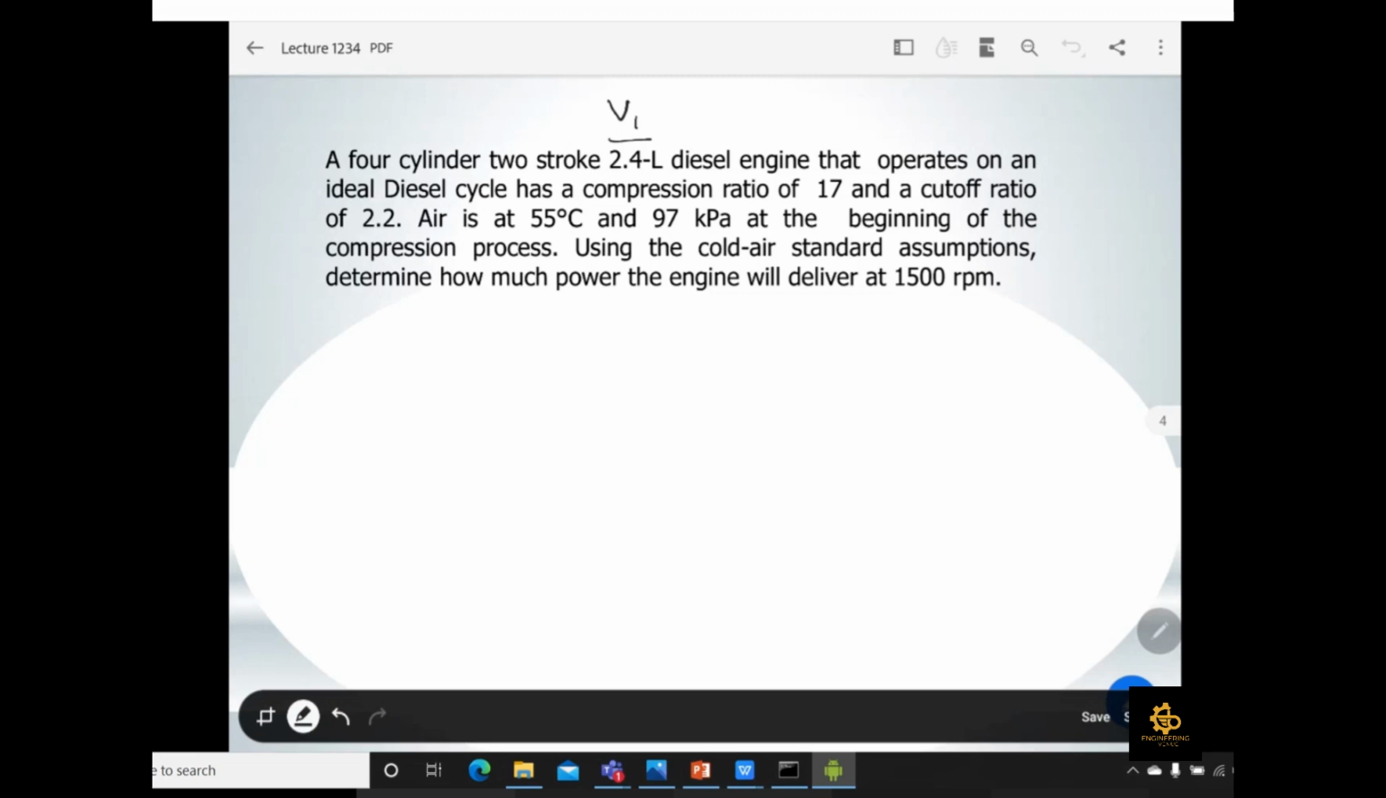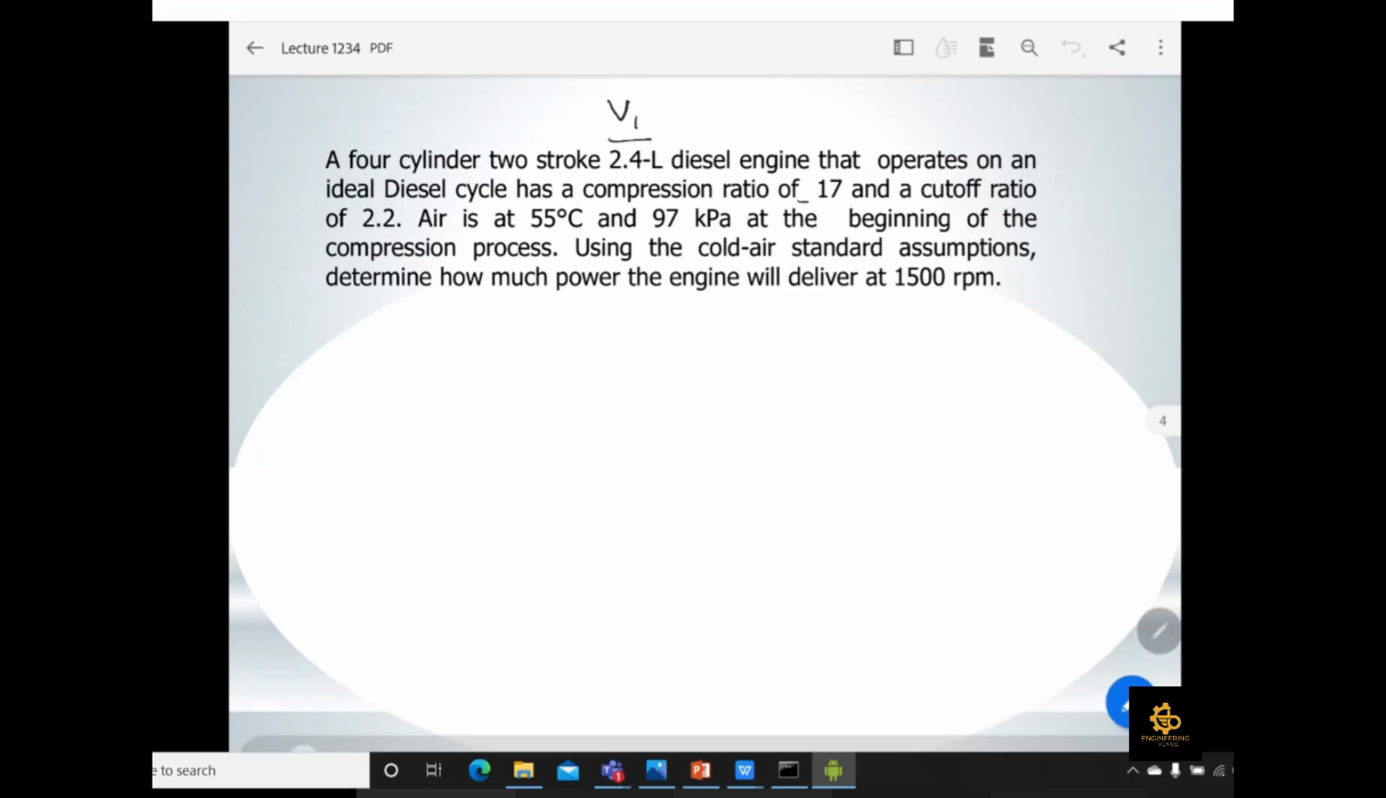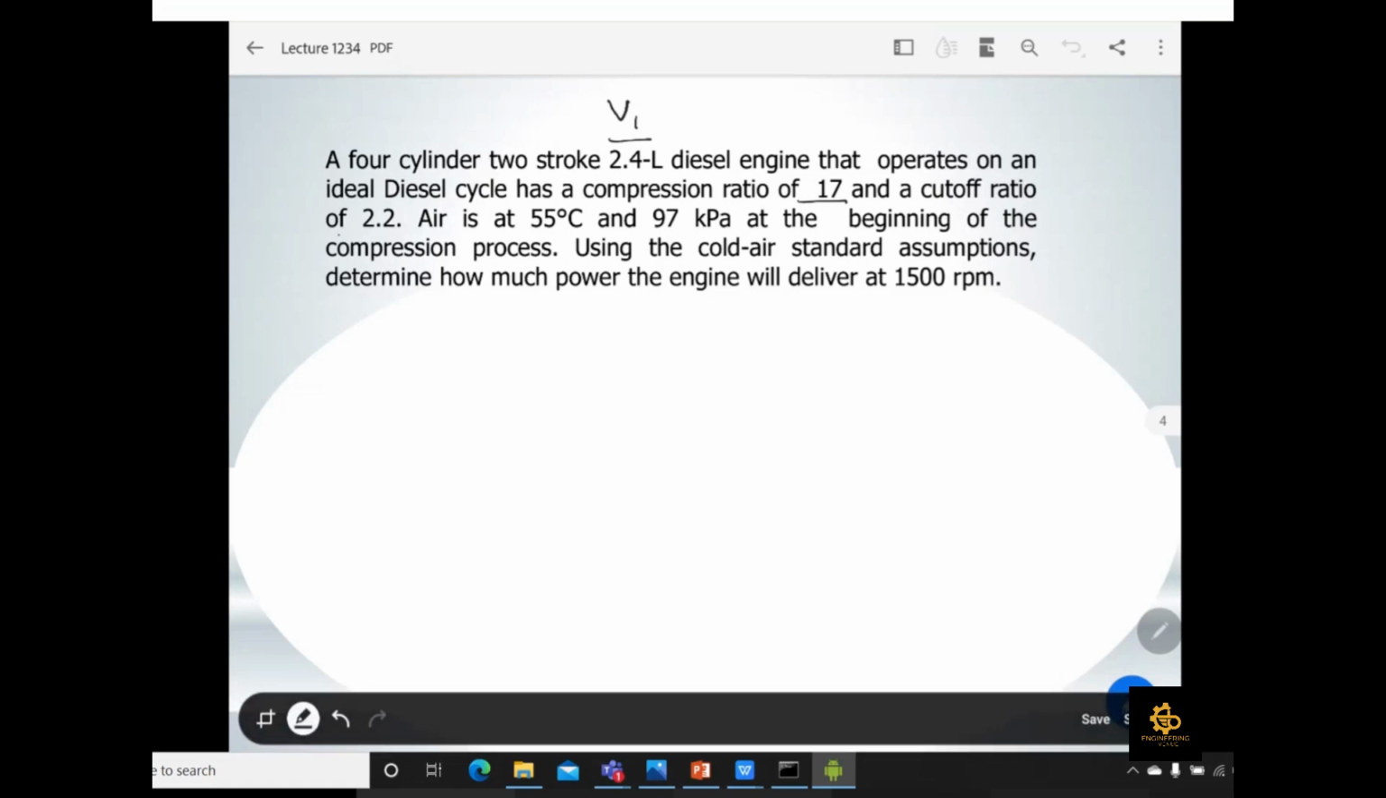A diesel engine that operates on an ideal diesel cycle has a compression ratio of 17, so the r value is known. Cutoff ratio is also known. Air is at 55 degrees Celsius and 97 kilopascal. So it means that the temperature and pressure at the beginning of the process, which is point number 1, are given in the question. Using the cold air assumption, determine how much power the engine will deliver at 1500 rpm. Okay, so this is your question.